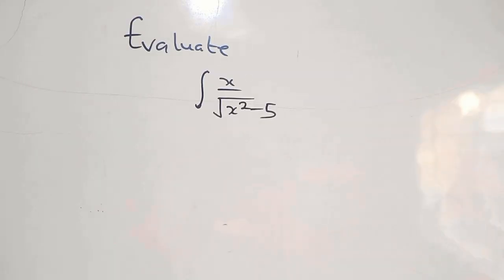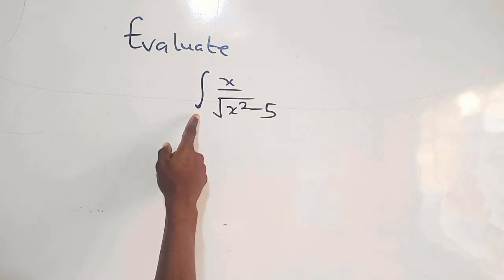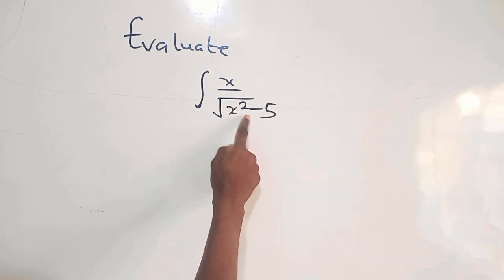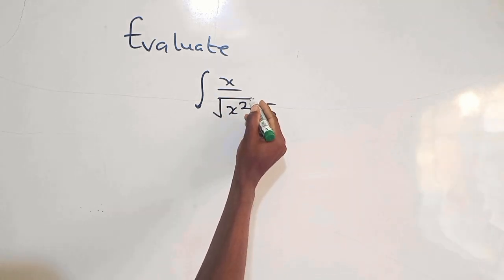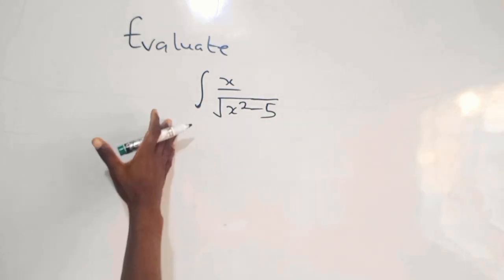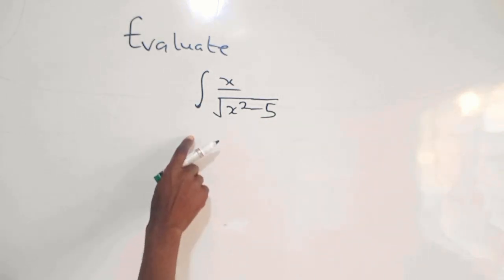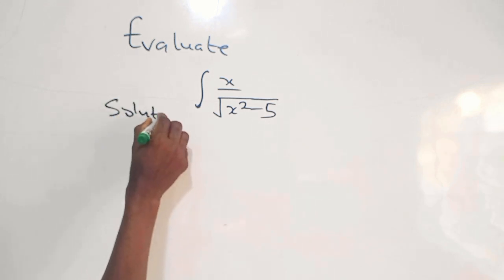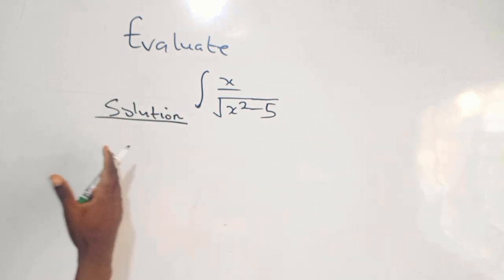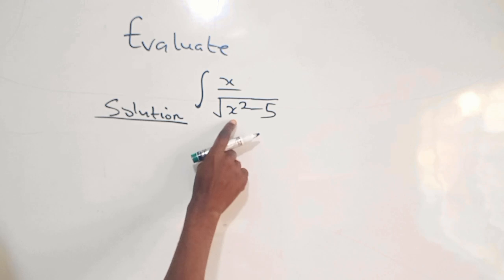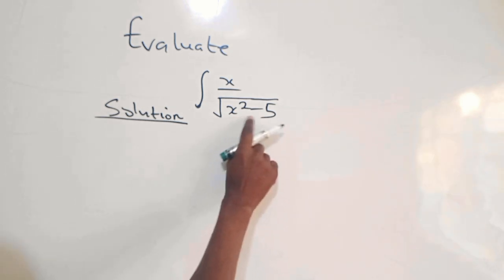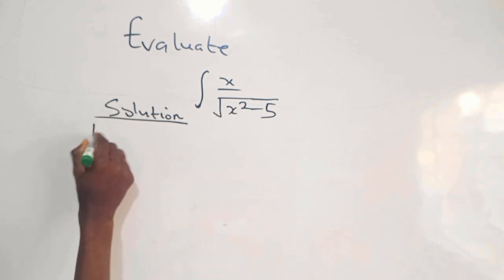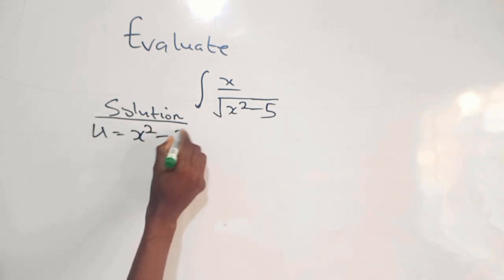The question says, evaluate the integral of x divided by root of x squared minus 5. So this is an integral function that involves the substitution method. We go about this solution. The idea behind this is that we can represent everything in the root with a letter, let's say letter u. So I have u equals x squared minus 5.